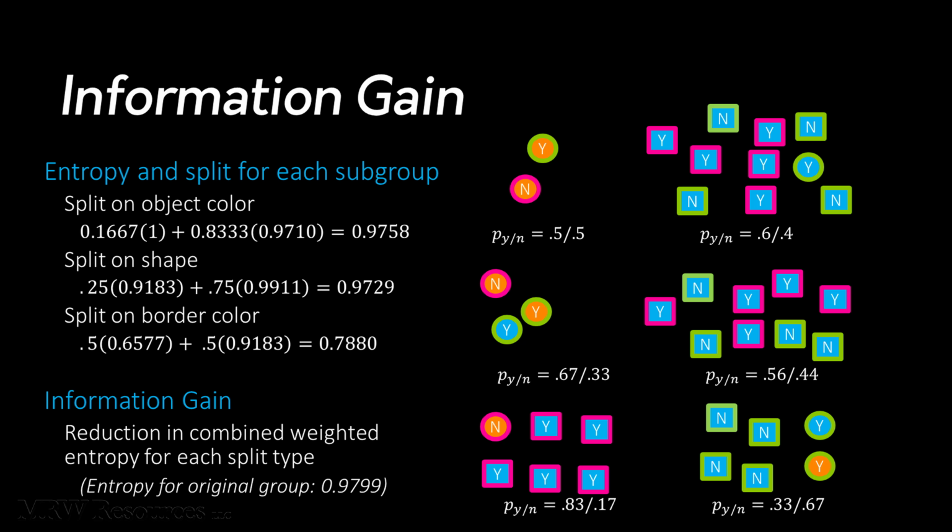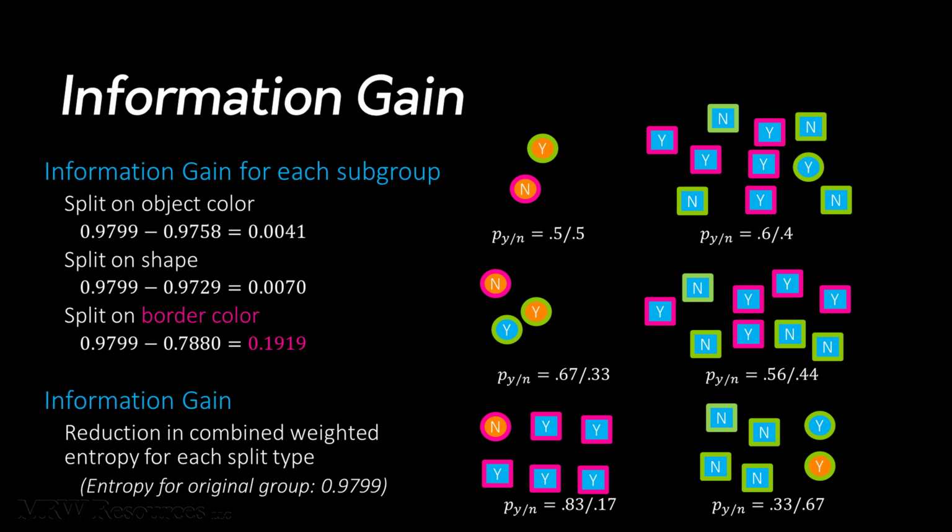So keep in mind, our original entropy was 0.9799. And now we just subtract that newly calculated entropy for each attribute split from the entropy score of the unsplit group.